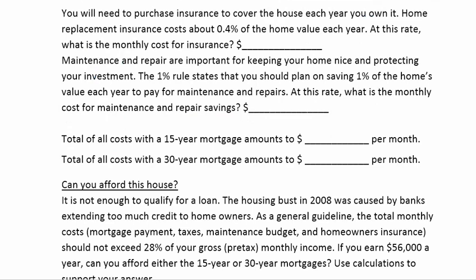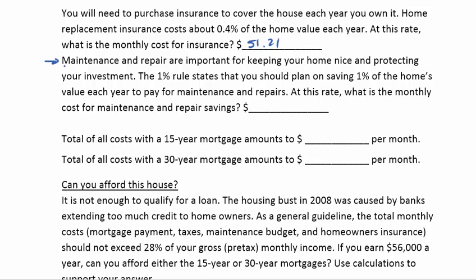Okay, continuing with some home ownership costs. You will need to purchase insurance to cover the house each year you own it. Home replacement insurance usually costs about 0.4% of the home value. So we want to calculate that and turn it into a monthly cost. I'm going to take that $153,640, the sale price, times 0.4%, so that's 0.004. And I get $614.56, and I want to divide that by 12 to turn it into a monthly cost. So that's going to be $51.21.